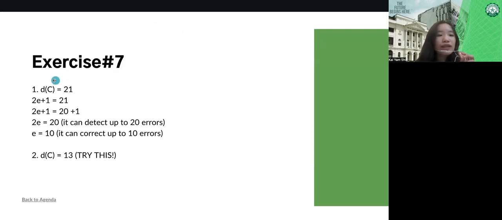Given here is 21 as the minimum distance. So 2e plus 1 is equal to 21, and we can remove 1 from 21. So we now have 2e plus 1 equal to 20 plus 1. For error detection and error correction, we now get 2e is equal to 20, which means that it can detect up to 20 errors, while e is equal to 10 means that it can correct up to 10 errors.